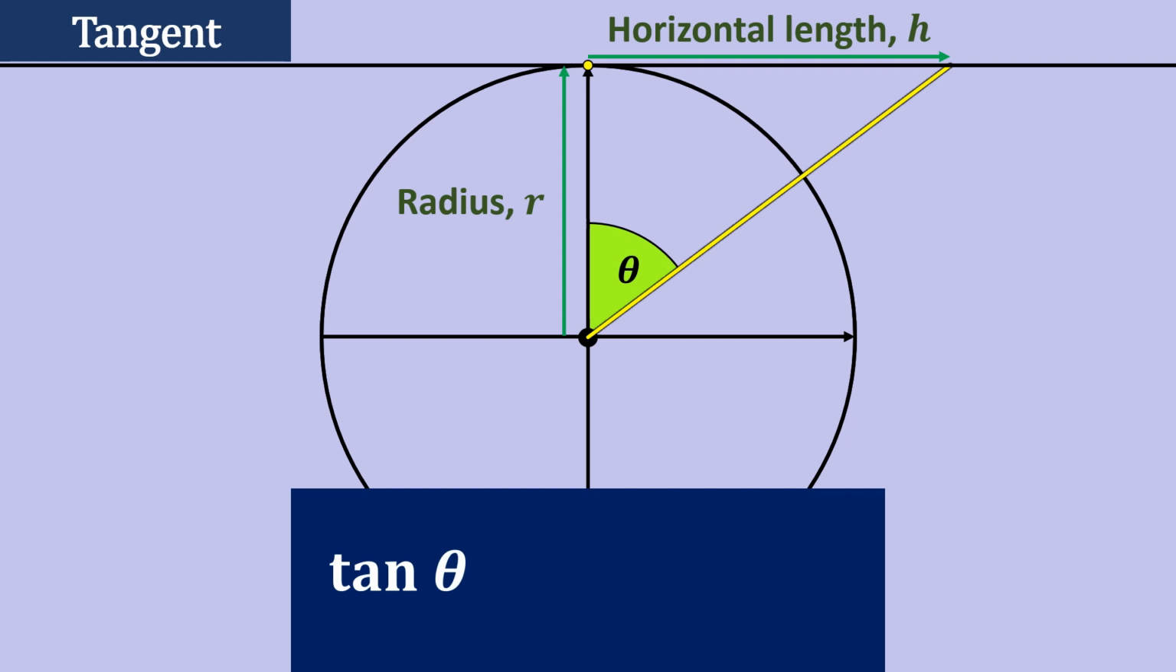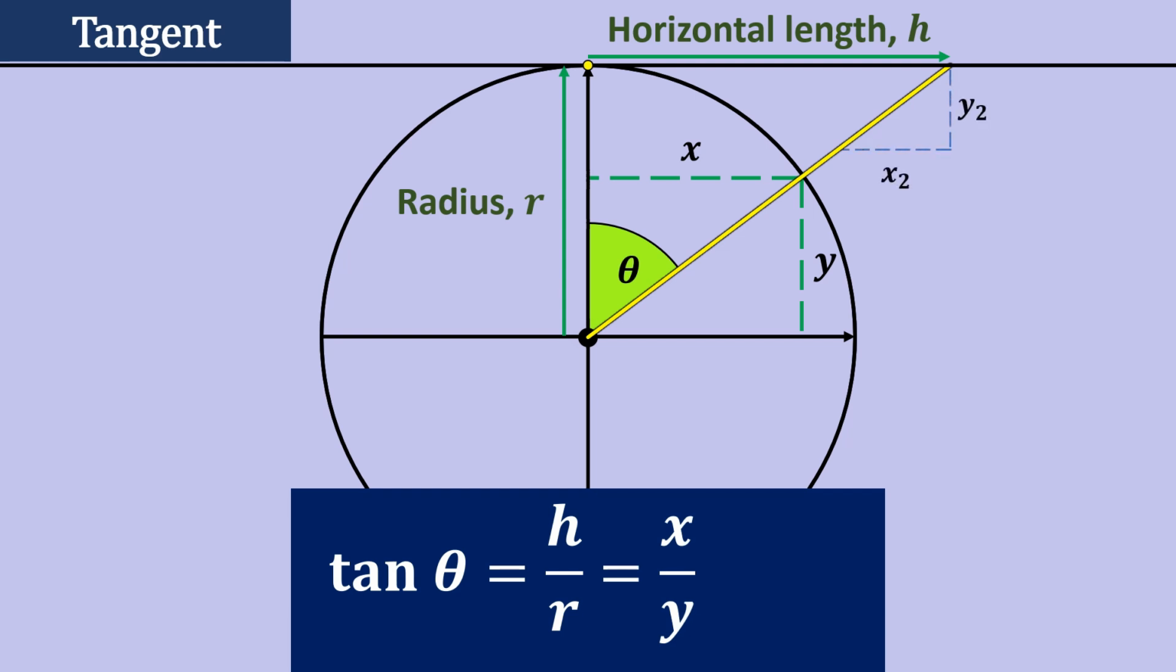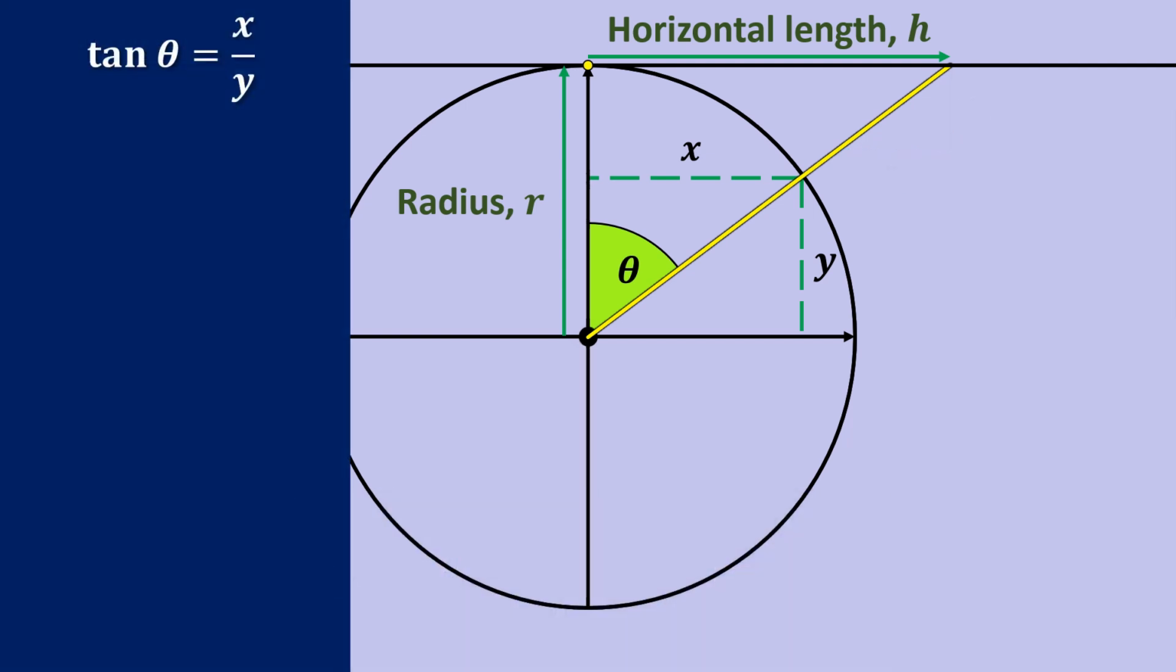So the tangent of an angle is equal to the horizontal length divided by the vertical length, which is also the length of the radius. The horizontal and vertical lines can be shortened to fit inside the circle, and their ratio would remain the same. For example, these lines also have the same ratio. Now we know that the tangent of an angle is also equal to x over y.